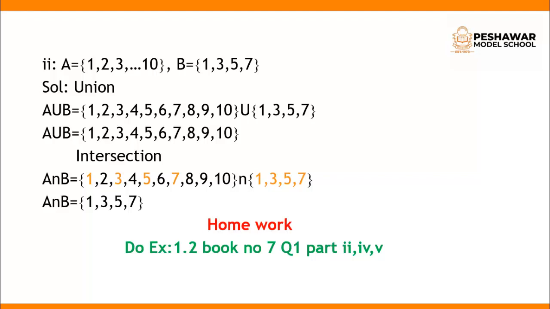Common means we have to take only the common elements. In union, we have to combine both sets without repetition, in ascending order. It could also be in descending order, but the order we mostly use is ascending order. But in intersection of two sets, we take only the common elements, the common members.